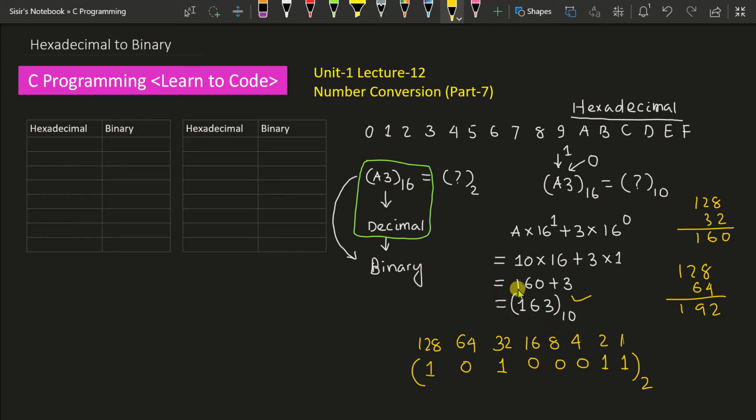So finally I can say A3 in base 16 becomes 10100011 in binary. Let us note this down because it will be required when we discuss the shortcut method. So I am writing here A3 in base 16 becomes 10100011. Let me mark it. This is the binary equivalent of the hexadecimal number.